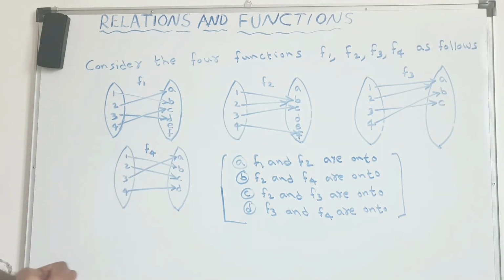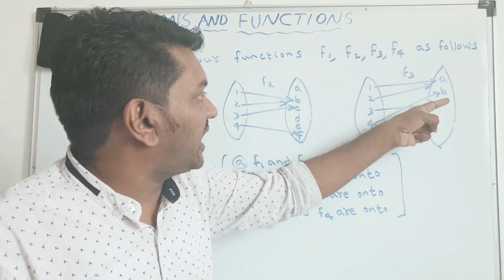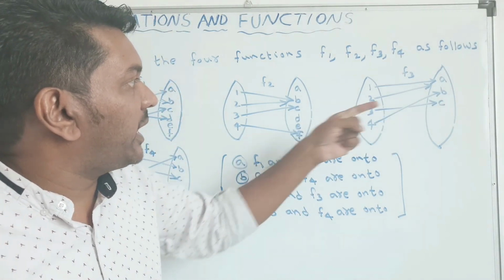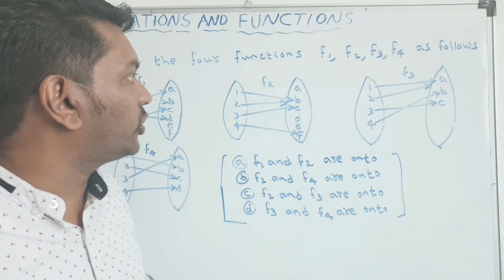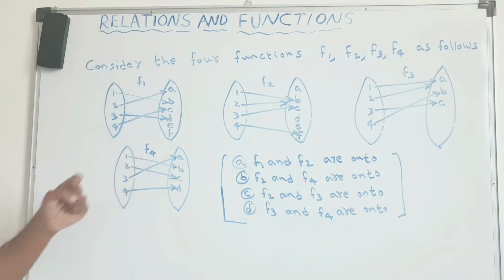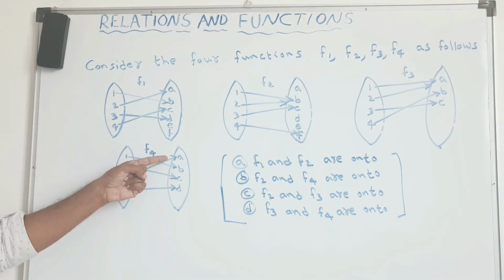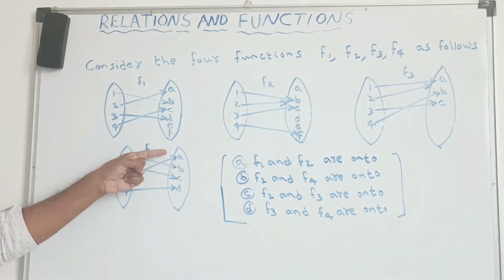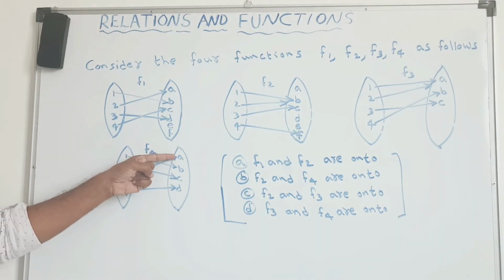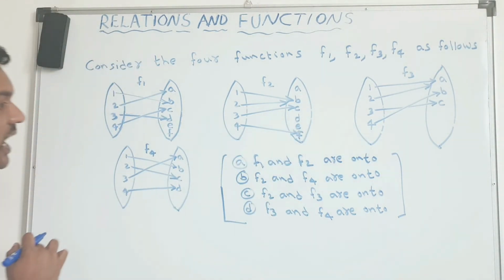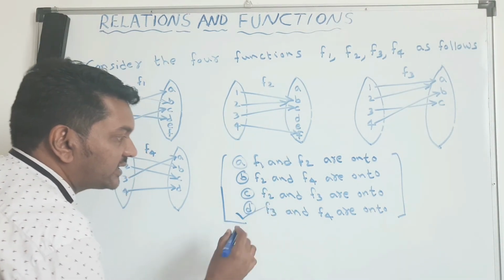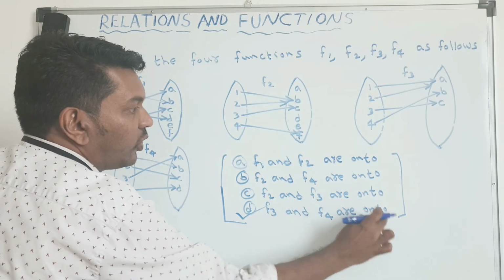They are not equal. Here range is set A, B, C. Codomain also set A, B, C. They are equal. So f3 is an onto function. Now checking f4. Codomain is A, B, C, D and range, connected y values, which are set A, B, C, D. Range and codomain are equal in f4 also. So f3 and f4 are onto functions. So our option is D. Correct answer, f3 and f4 are onto functions.